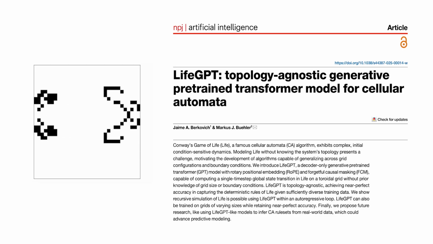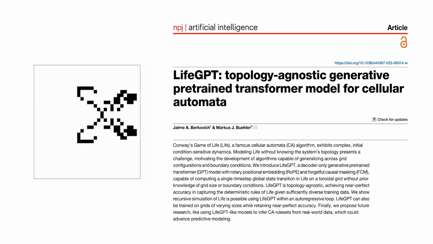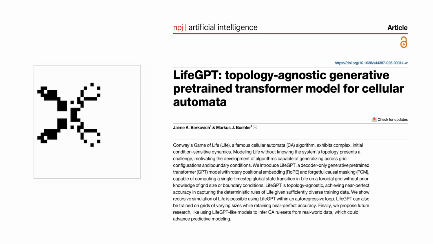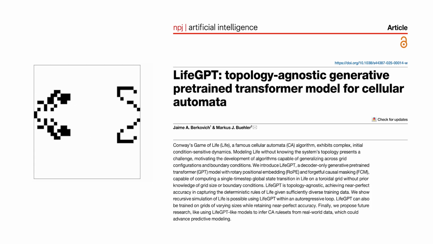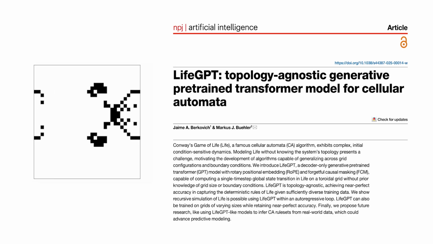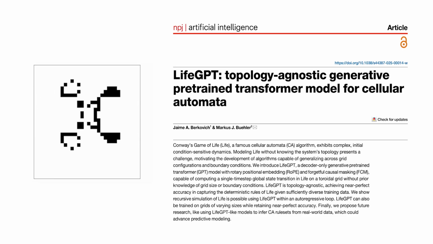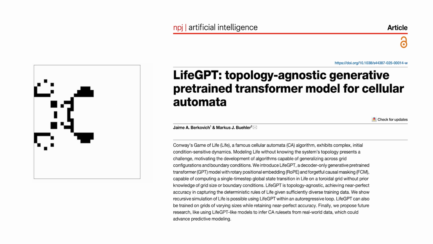That tiny rule set gives rise to the famous glider, which looks like a little arrow that scoots diagonally, the blinker, which is a line that flips direction every step, and much more. Here's where the new twist comes in. A recent study trained a transformer model, think of the family of neural networks behind many language tools, to predict the Game of Life's next state in one step. The researchers call their model LifeGPT.